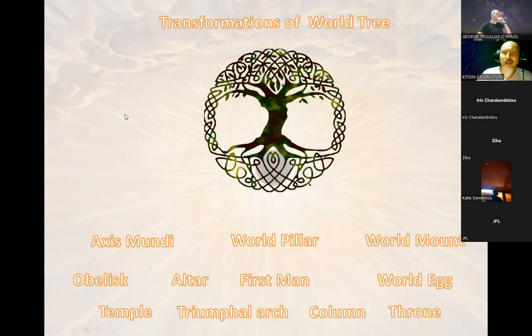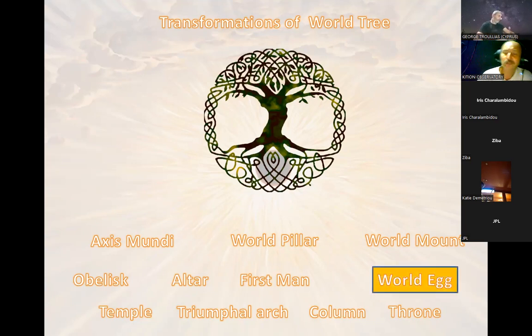Okay. So transformations of the world tree. Sometimes instead of the world tree, we see in the center a world pillar, for example, or world mount, or axis mundi, or obelisk, or just a temple, and so on. So many different types exist, even instead of them the first man. So the man who was the very first, who gave birth to all the rest of the men, of people of this tribe, and so on.